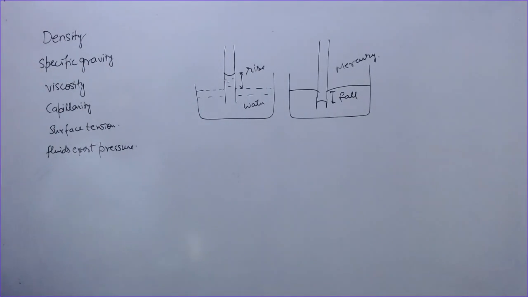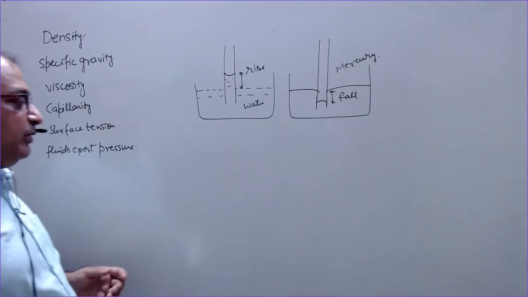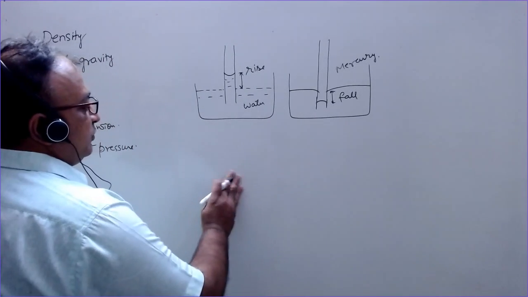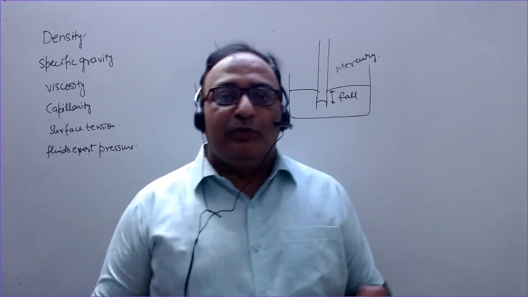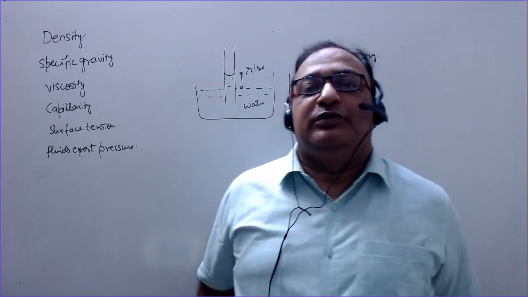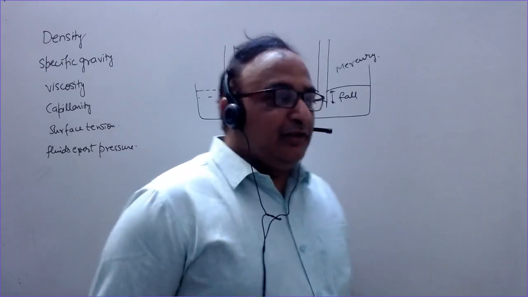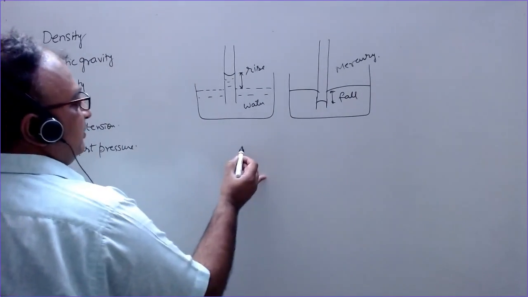Now next we have surface tension. Surface tension is the property of a fluid by virtue of which it tries to stretch itself in the form of a film having minimum area of cross section. Now for this I will give you an example that will be sufficient at this level.